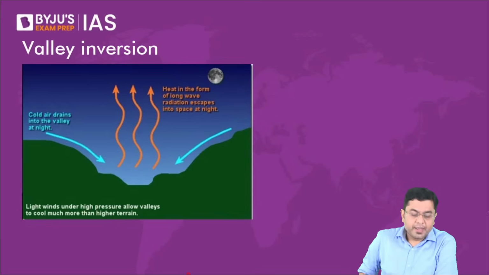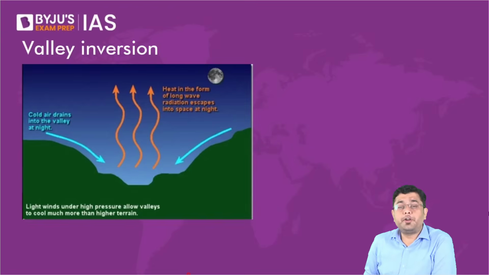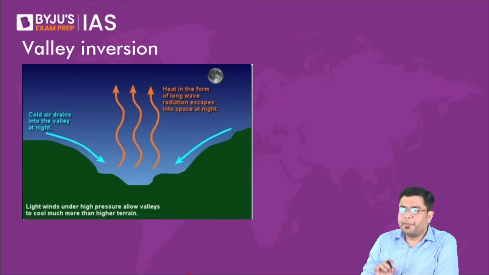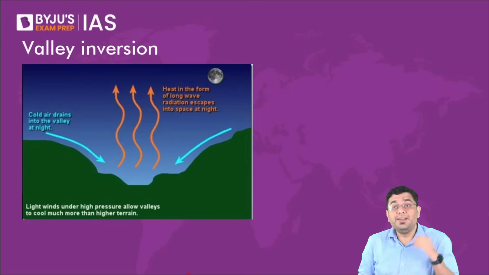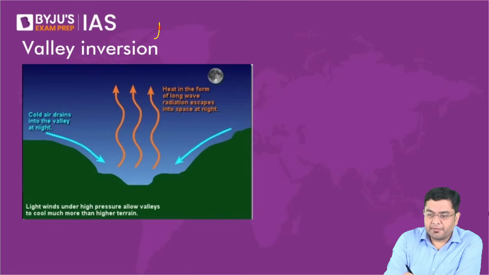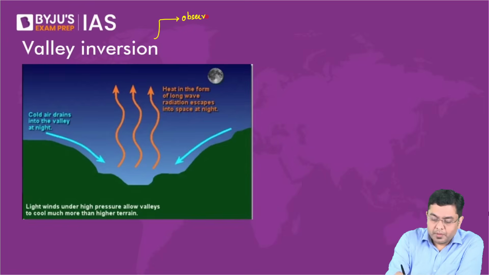Then we have what is also referred to as a valley inversion, which is observed where we have mountains and valleys. We have studied what valleys are. So these are observed in valleys during night time.